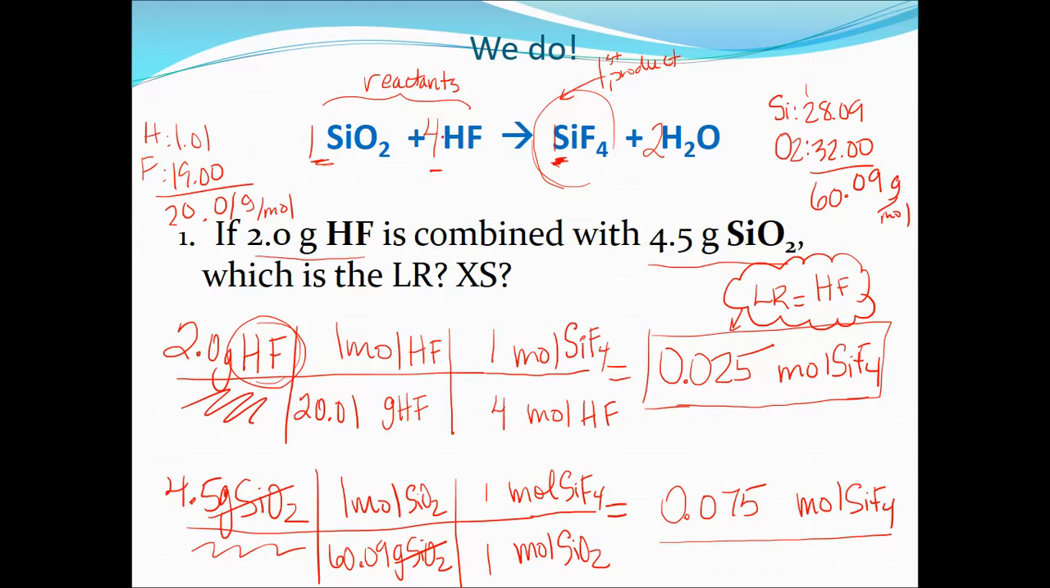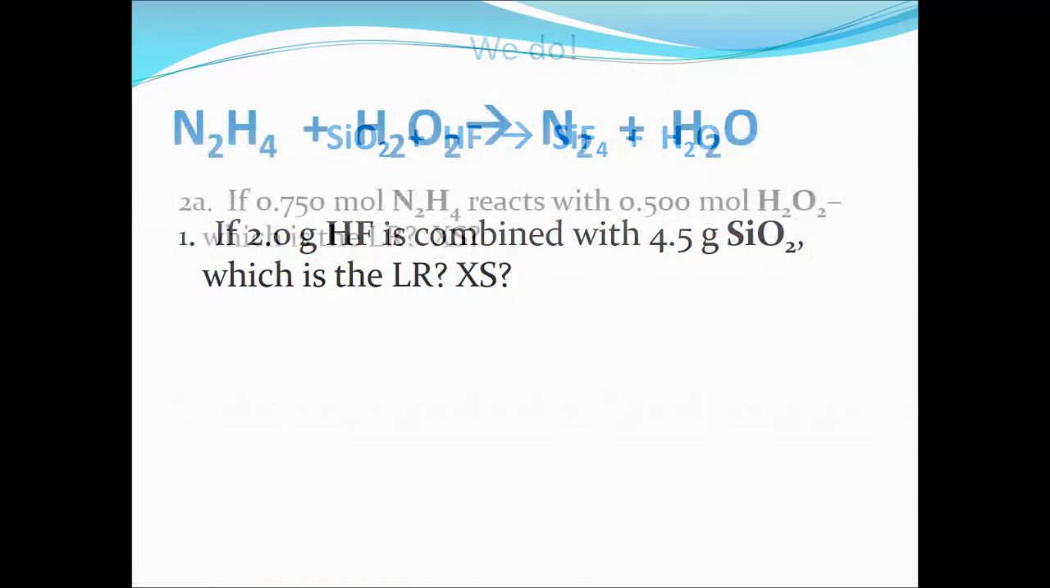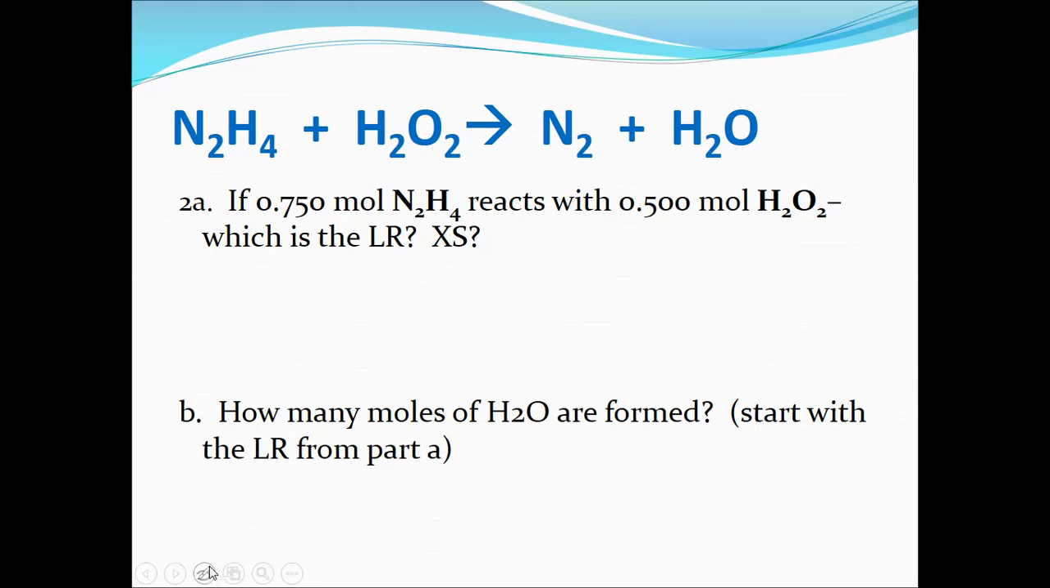There are 2 reactants here. The HF will run out once I've made 0.025 moles of SiF4. That means there's going to be some excess of the silicon dioxide left over. So the excess reactant is the SiO2. Kind of bubble those in so they stand out. So that's our first example of finding the limiting reactant. Let's look at another example.